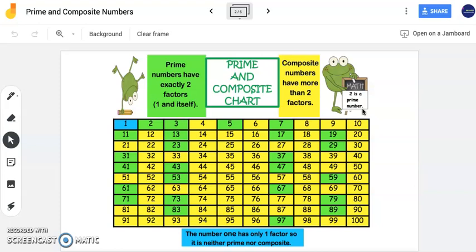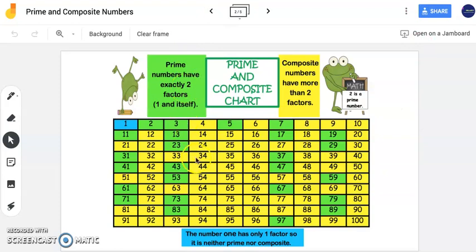That means 2 is a prime number because it only has two factors, 1 and itself. So 1 times 2, or 1 and 2, are the only factors that create the number 2. Now that's the only even prime number. All other even numbers are classified as composite numbers. So that's why 2 is a very, very special number. It's the only even prime number.